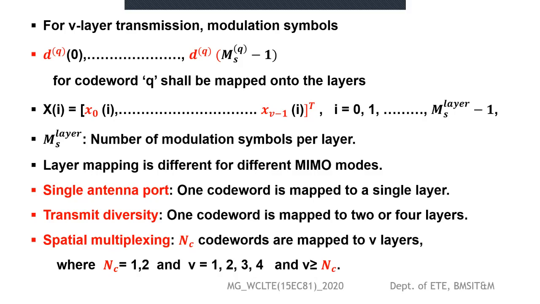In case of spatial multiplexing, the number of codewords are mapped to V layers. The number of codewords in case of spatial multiplexing, I said it is 2, and the number of V layers will be 4. 1, 2, 3, 4. So as I said, the number of V layers is always greater than the number of codewords. So this is about V layers, that is layer mapping.